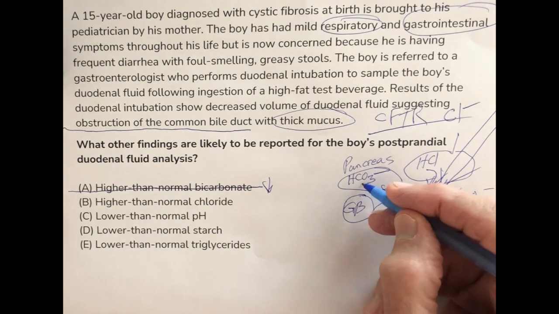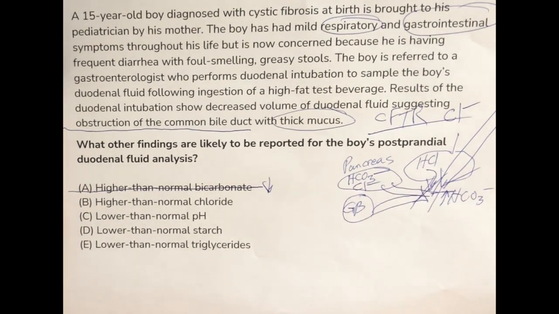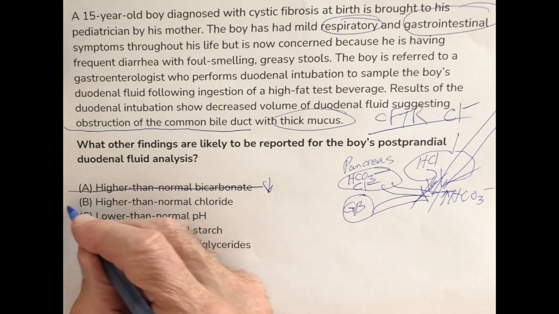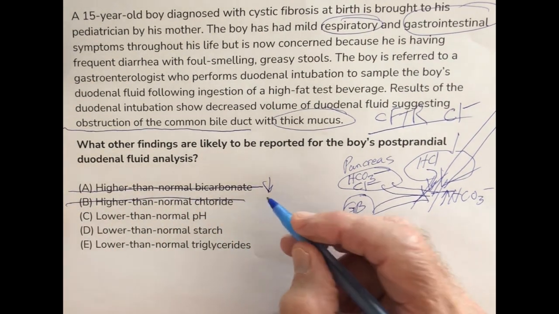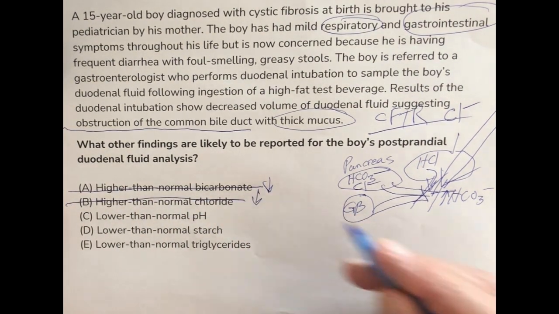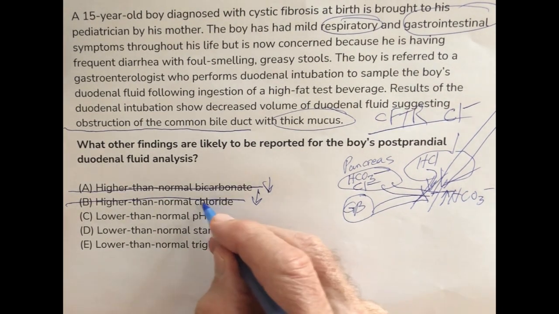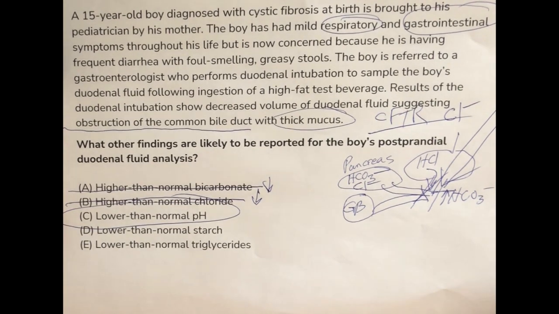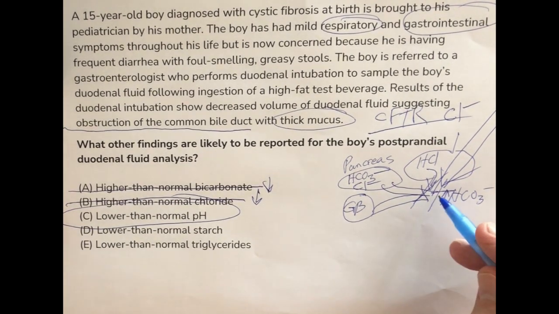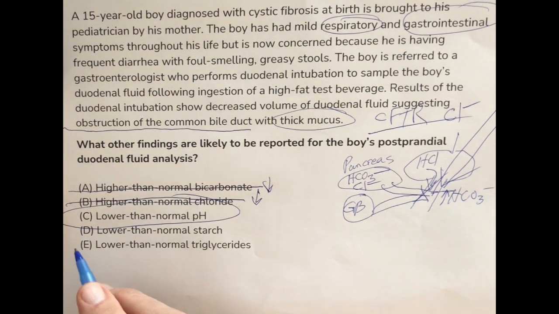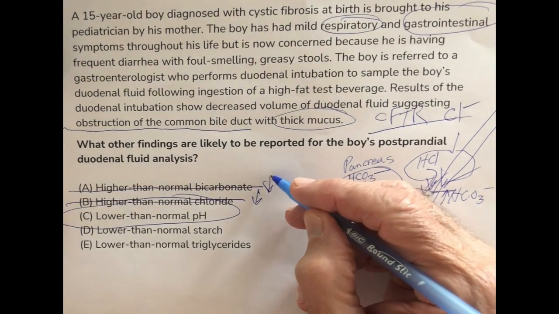What about chloride? Well, chloride's also in the pancreatic juice. No, higher than normal chloride can't be. It's going to be lower than normal if we block the duct. But what about lower than normal pH? Well, if we don't have bicarbonate that's supposed to raise the pH, we certainly would have lower than normal pH, wouldn't we? So we're supposed to have a high pH in the duodenum. We now have a lower than normal pH. But we can't stop there, even though we think that's the best answer up to now.